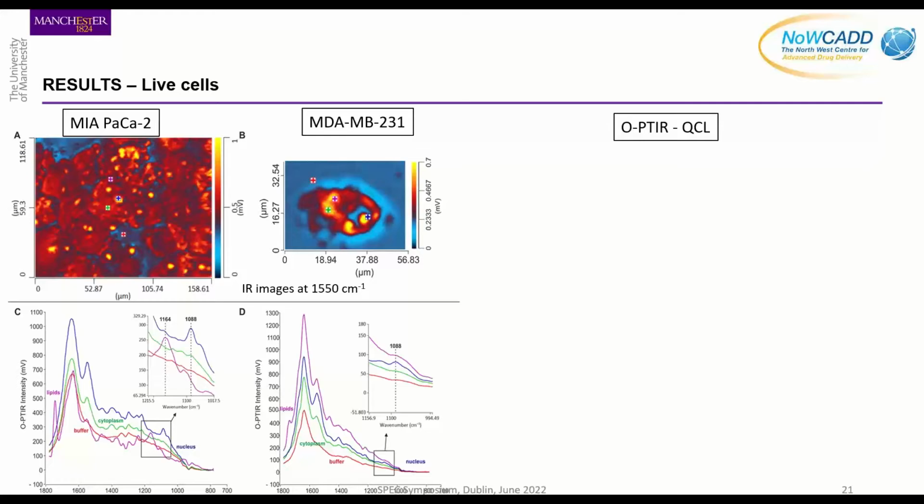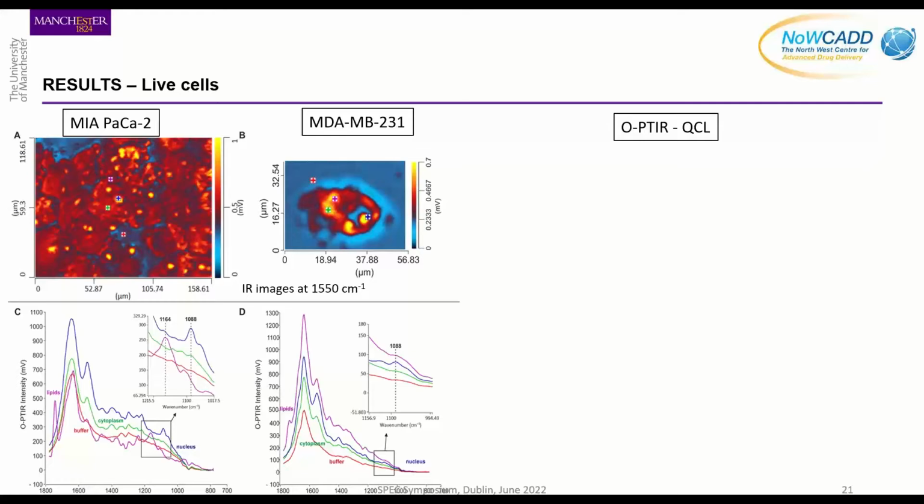So these are MIA PaCa-2 cells, the pancreatic cells, cancerous pancreatic cells. These are breast cancer cells. We've done a lot of different cell lines. I'm not talking about the biology. I'm just trying to give you a feel for what we can do. So you can see this is just using the QCL in the fingerprint region. But again, I just want to point out the differences here that are very clearly defined on a subcellular level.